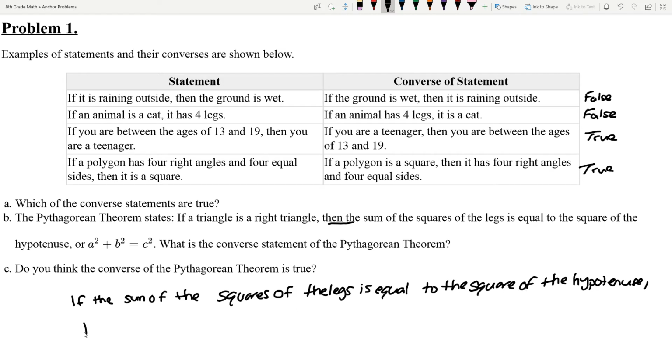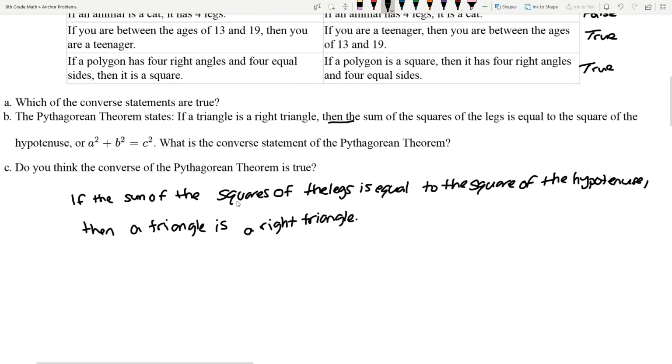Then a triangle is a right triangle. That's the converse, taking the if and switching it with the then. Do you think the converse of the Pythagorean theorem is true?